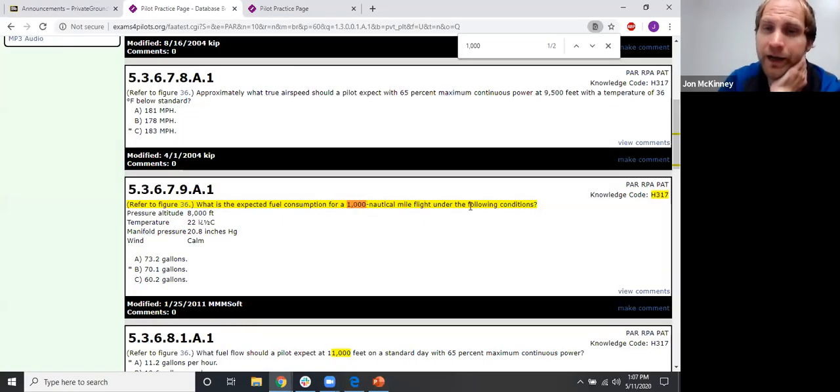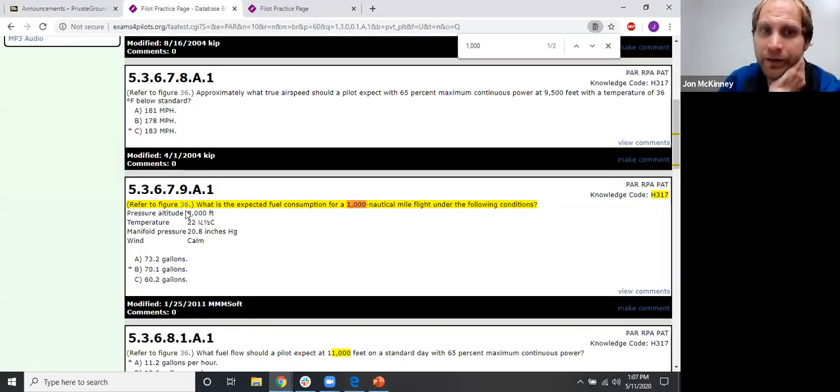So I just typed, you said the words out loud, and I just typed them into the internet just to bring up the question. Let me show you what I just found myself. I found this one right here. What is expected fuel consumption for a 1,000 nautical mile flight under the following conditions?